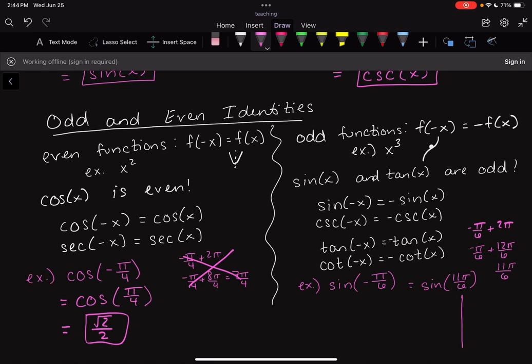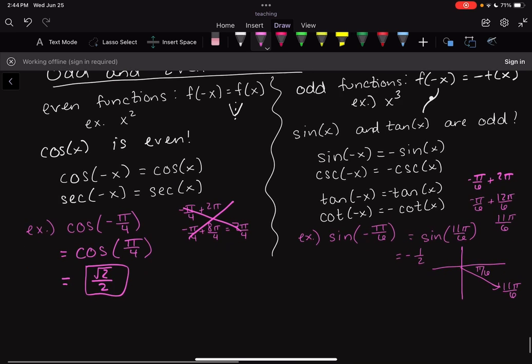So then I got to go into my quadrants. I got to figure out that this is in quadrant 4. And then I got to use the fact that it's a reference angle, it's negative since it's in quadrant 4, it has a reference of pi over 6 or 30 degrees, so that's going to be 1 over 2. We would have had to do all of that.